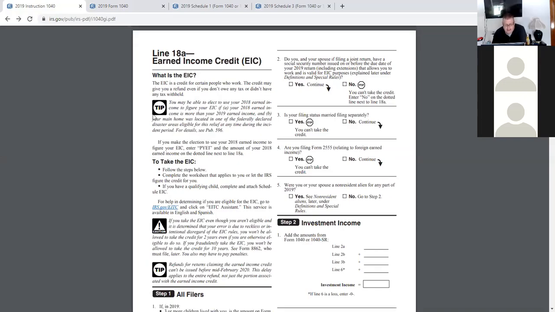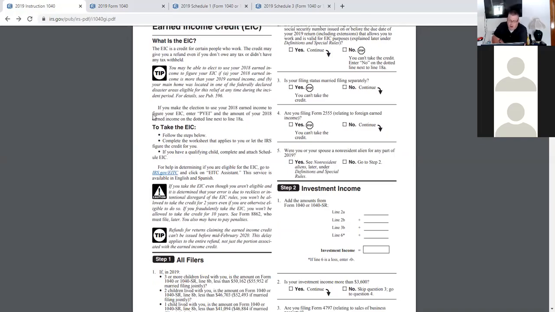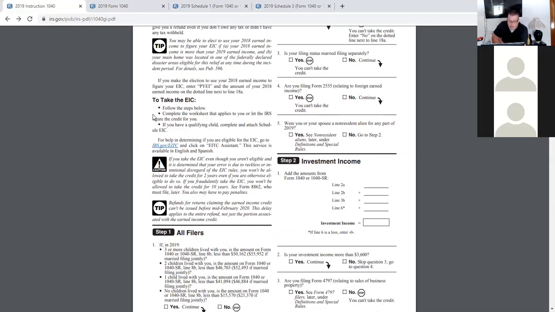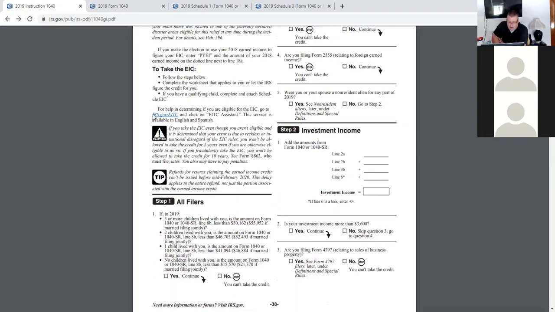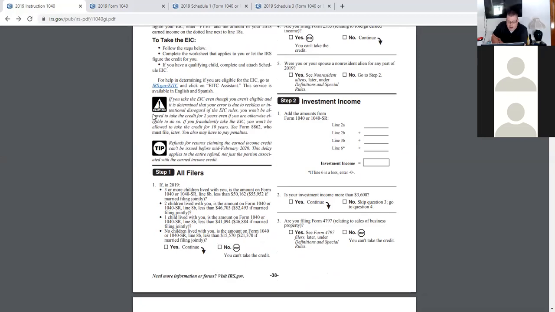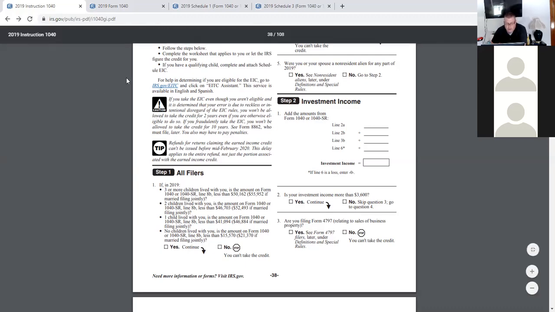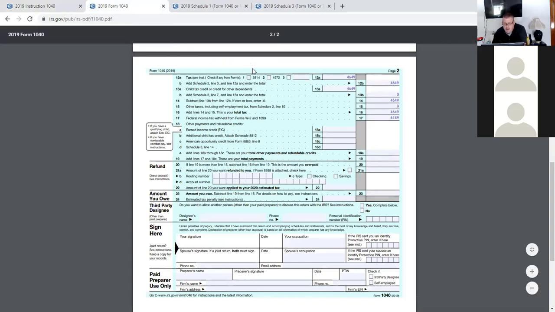All right, so to take the EIC, we're going to follow these steps below and complete this worksheet to let the IRS figure, or yeah, we'll complete it and send it to them, but I'm not too worried about that. We can figure this out ourselves. So if in 2019, 3 or more children lived with you, is the amount on Form 1040 line 8B less than $50,162?